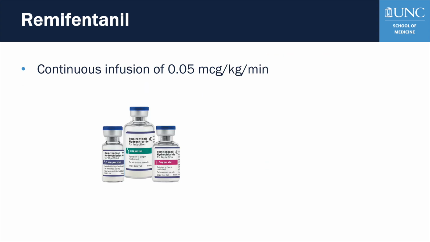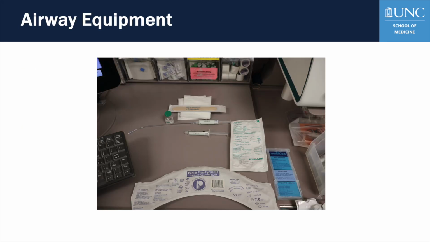For remifentanil, we use a continuous infusion of 0.05 micrograms per kilogram per minute based on ideal body weight. We avoid bolus dosing to reduce the risk of apnea and chest wall rigidity. Remifentanil is titrated to suppress cough and discomfort while maintaining spontaneous ventilation. Naloxone should be readily available for rescue.